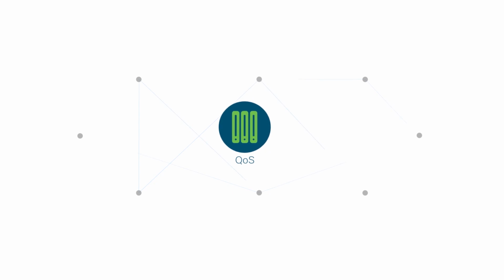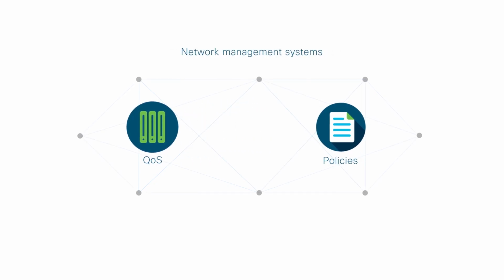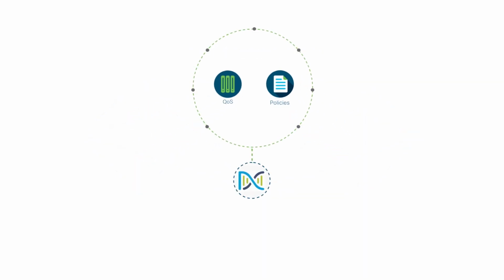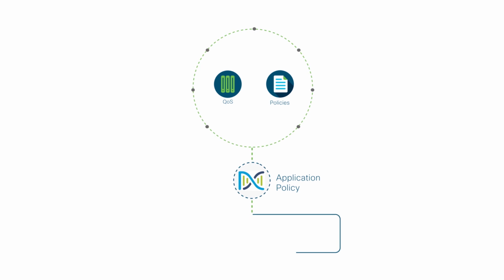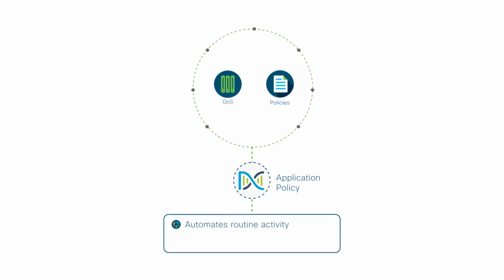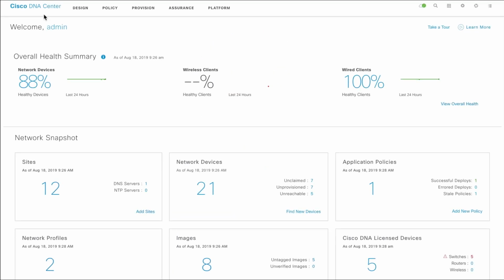Configuring quality of service, or QoS, and critical business policies and network management systems can be complex and time-consuming. But Cisco DNA Center Application Policy simplifies this process by automating all routine activity and by constantly learning from the network. To start, begin by accessing application policies.